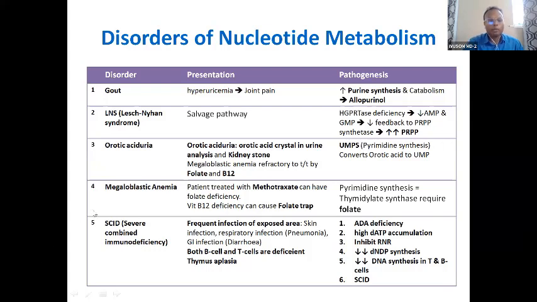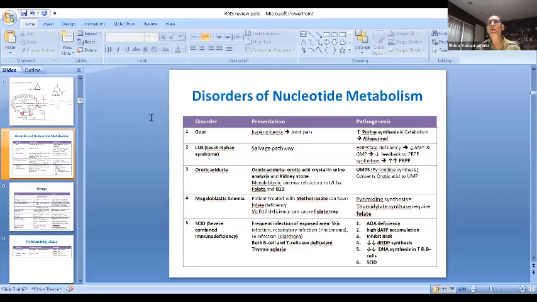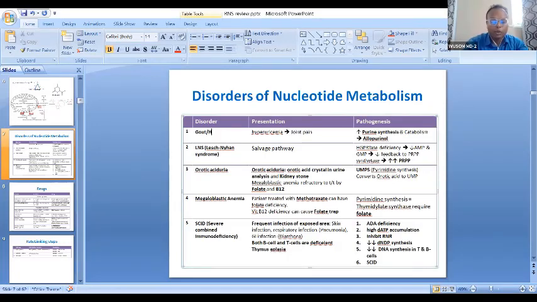So let's come to gout, and then we will move ahead. Gout is very easy. It happens because of either high purine synthesis or high catabolism of purine. Basically, it is PRPP. You have to know what gout is: a high amount of uric acid. Gout is a disorder of hyperuricemia.